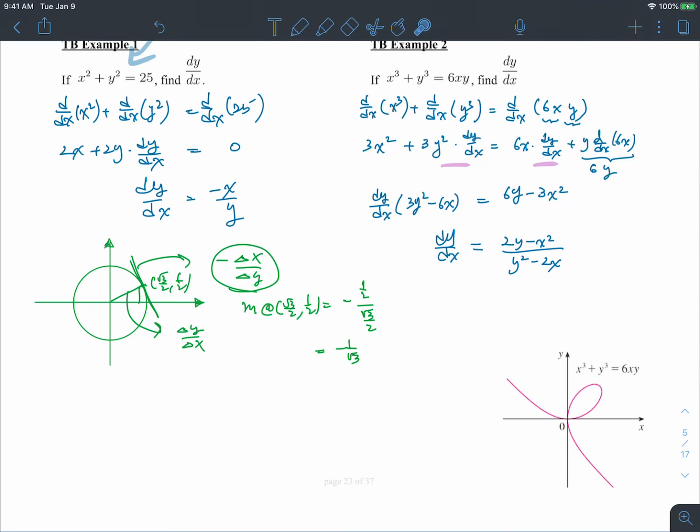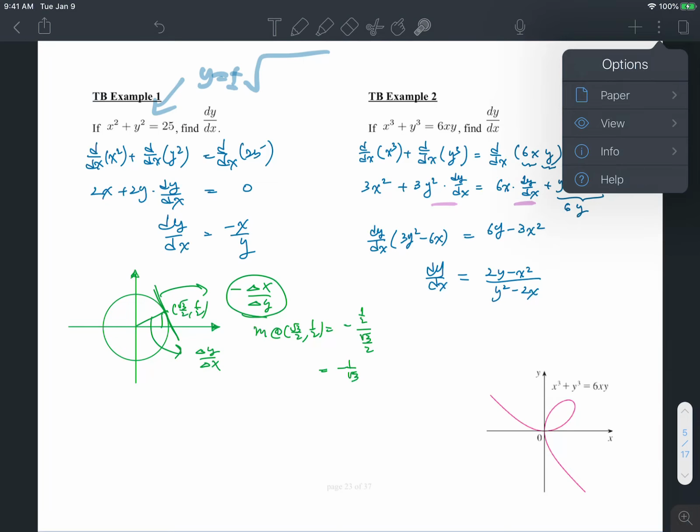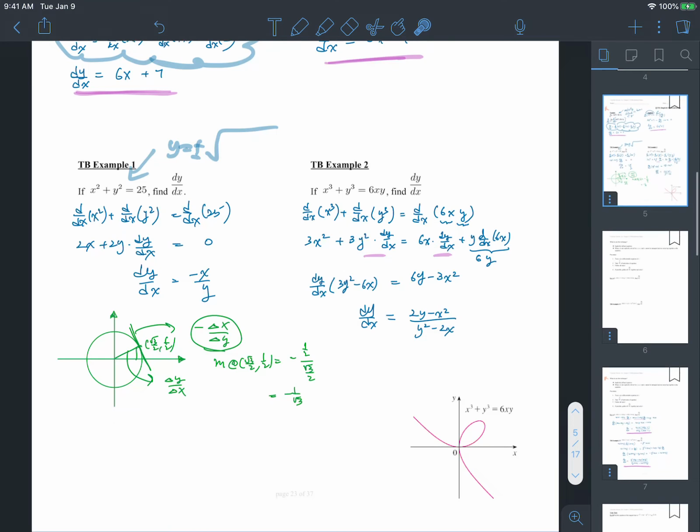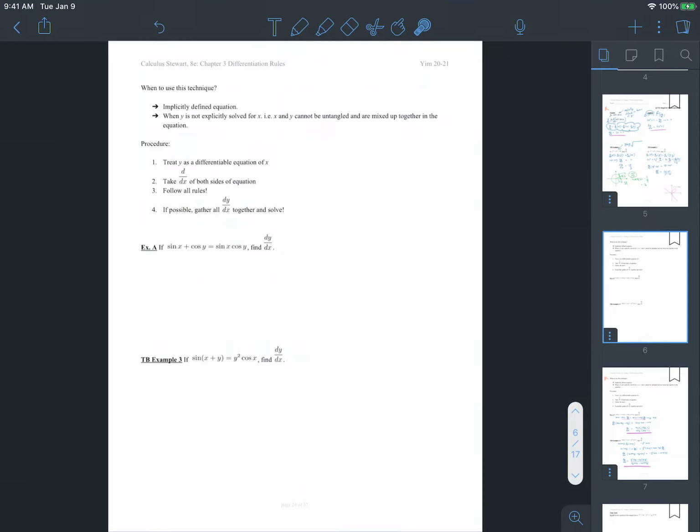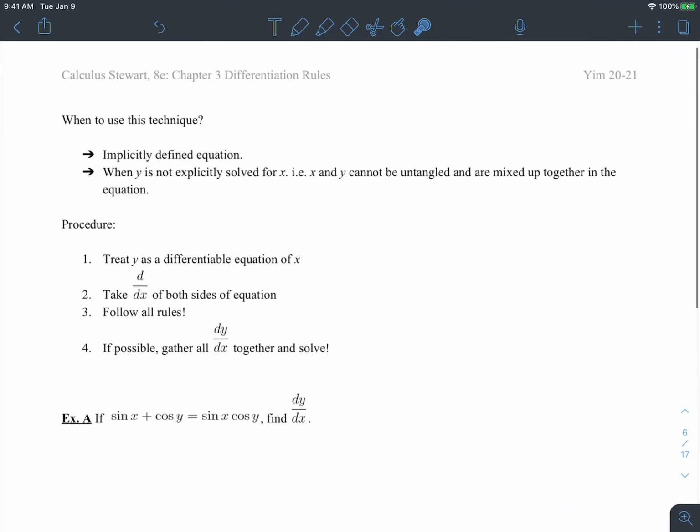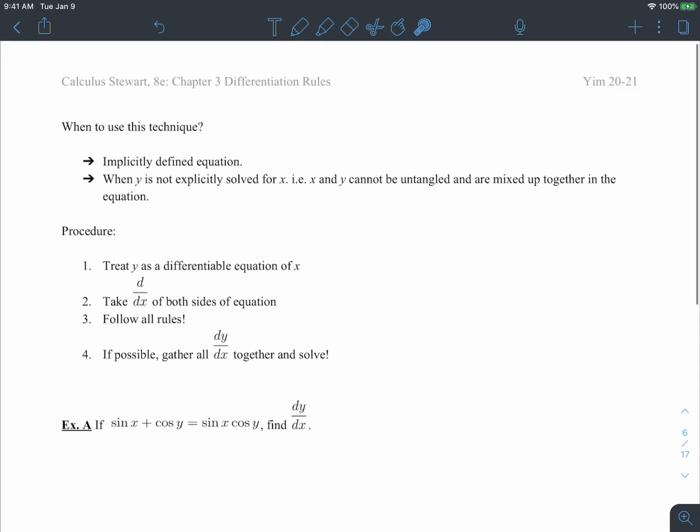Now let's move on to the next set of problems. How about this right here? Here's a note for you guys: when to use this technique? Well, if the equation is implicitly defined, that is to say, when y cannot be explicitly solved for x, and x and y cannot be untangled in the equation. That's what it means to be an implicit equation.